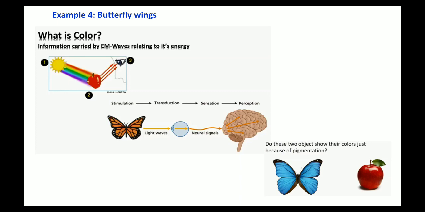Like an apple has pigments on its surface, and the color of the pigment is red, and because of that we are able to see the apple as red. So is it the same case for the butterfly wings? That is the question, and we are trying to understand its answer.